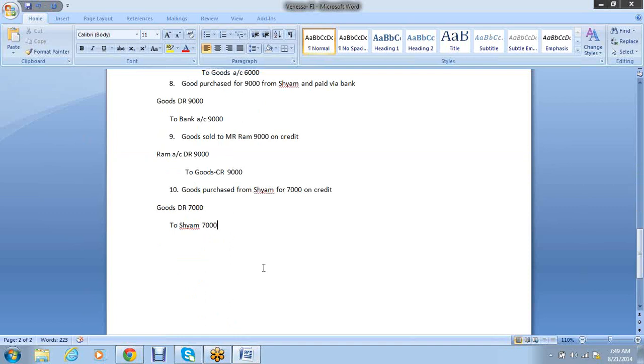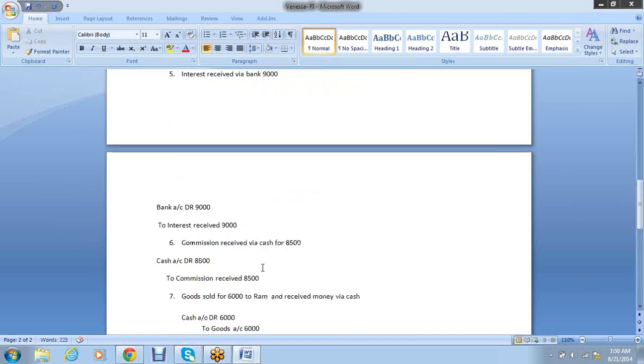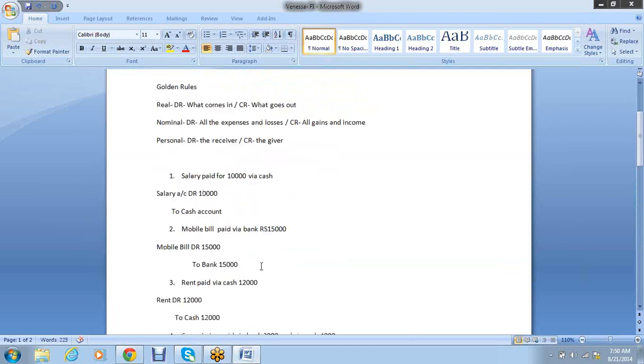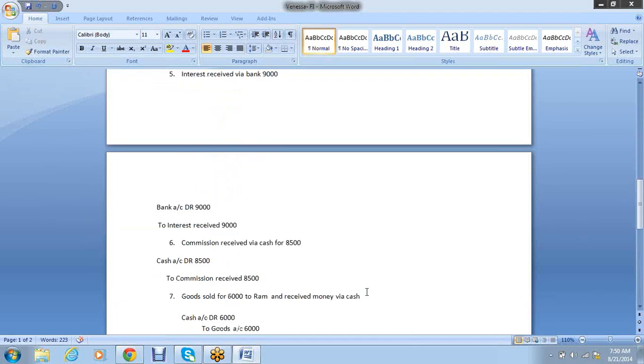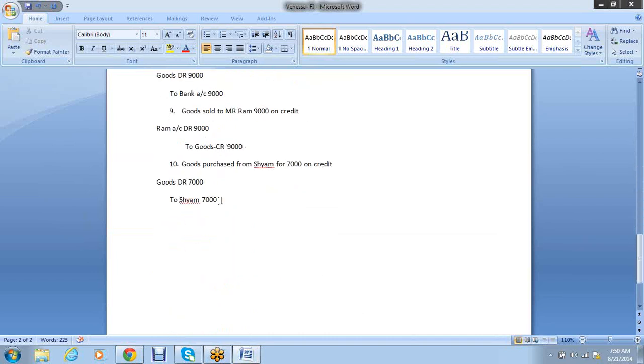Fine, it is credit, but why Sham's account? It's personal. Credit the giver, debit the receiver. Sham is giving me the product, so he is the giver. So as per the personal account rule, the giver's account should be credited and the receiver's debited.